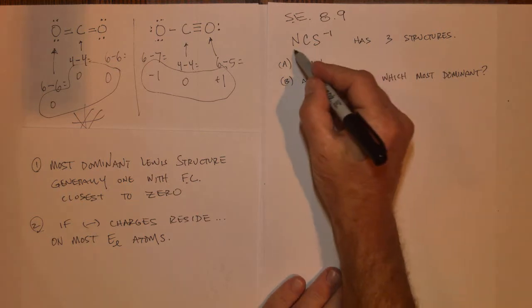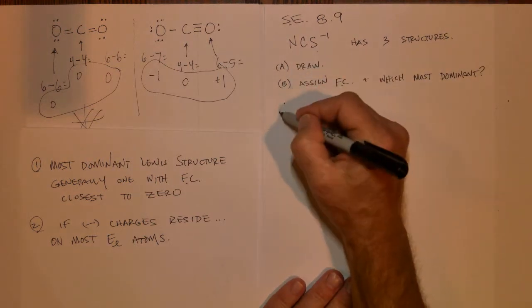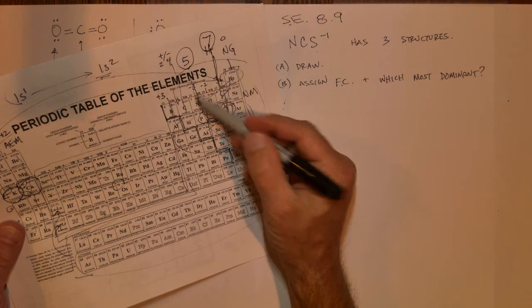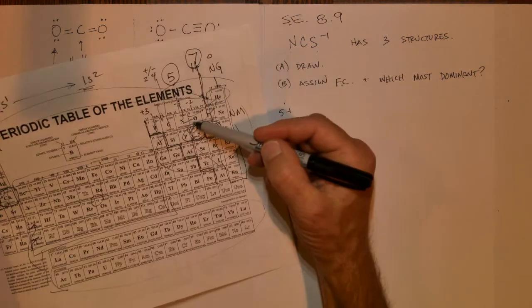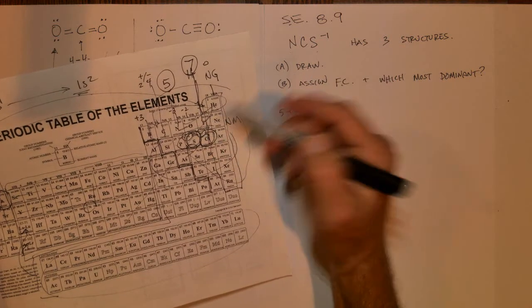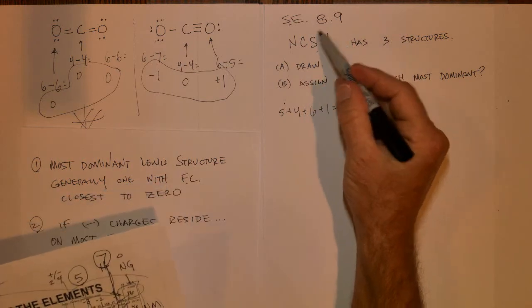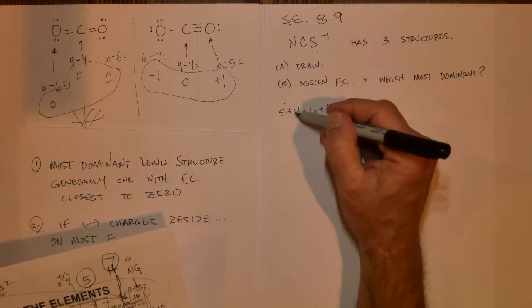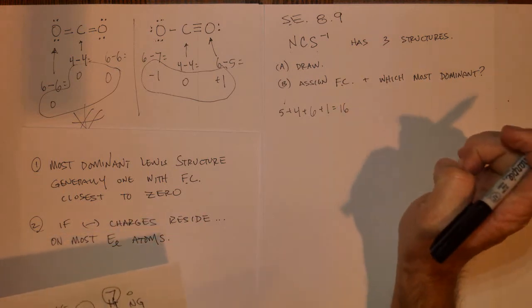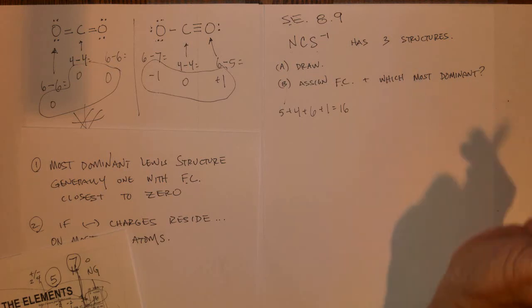I'll go through the process right here for the first one, and after that I'll go a little bit quicker. But first of all, add them up using the periodic table. Nitrogen is 5 because it's in group 15. Carbon is 4 because it's in group 14. Sulfur is 6 because it's in group 16. And then there's one more because it has a charge as an anion of -1. So 10 plus 5 is 15, 16 for a total number of electrons.